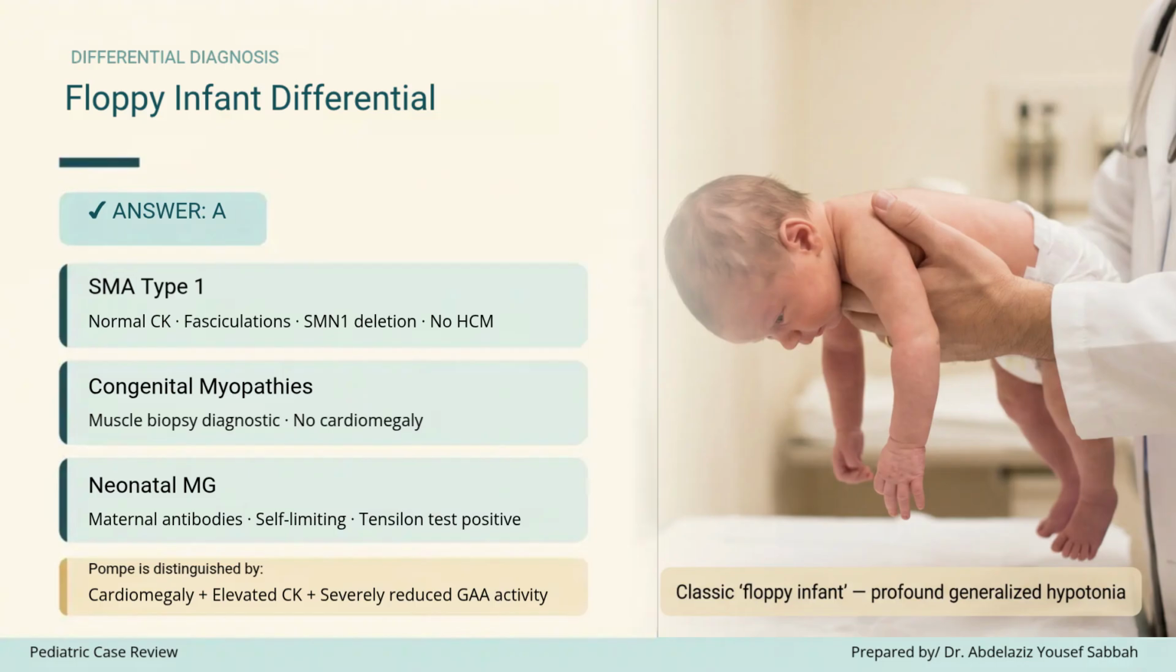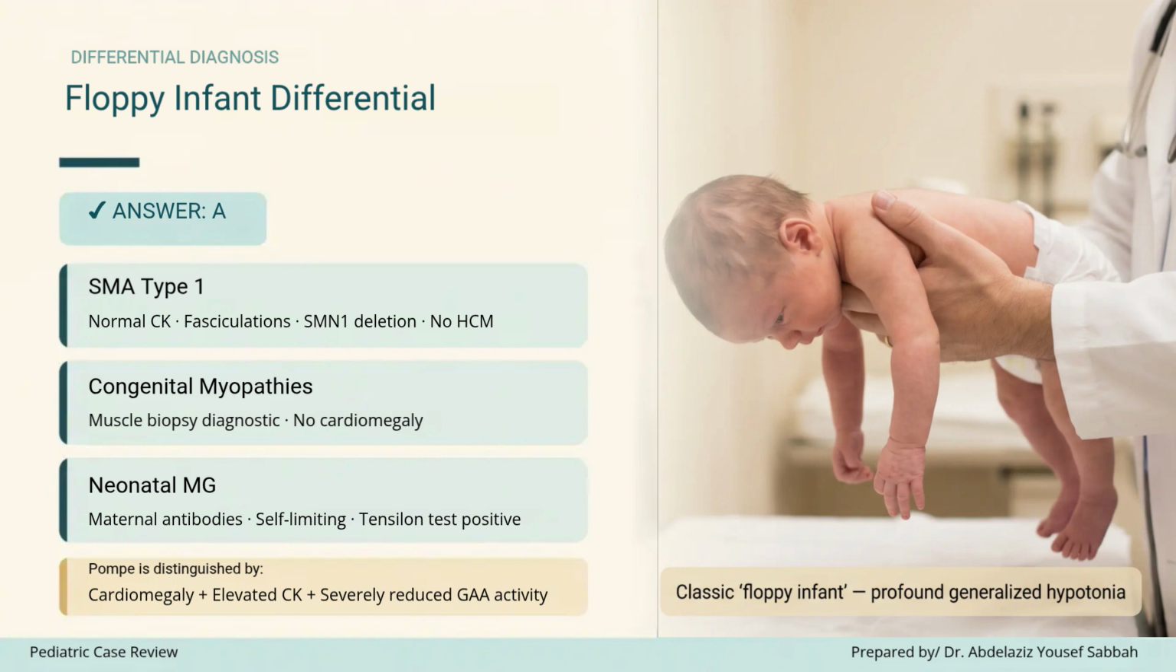The correct answer is option A. For a floppy infant with this picture, the differential includes spinal muscular atrophy type 1, congenital myopathy, and neonatal myasthenia gravis. Spinal muscular atrophy type 1 shows a normal creatine kinase, fasciculations, and SMN1 deletion, and importantly, no hypertrophic cardiomyopathy.